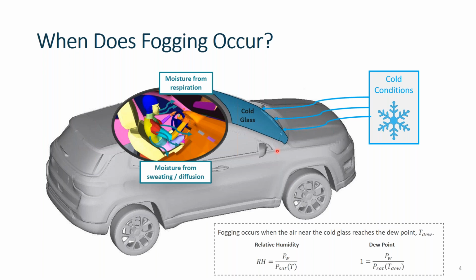So the application in the cabin is generally this occurs when we have cold conditions or rainy conditions, anything that generates some cold glass surfaces. We have a single occupant or maybe multiple occupants who enter the vehicle and they're generating some moisture into the cabin air from respiration or sweating and diffusion. And when this relatively higher moisture content air comes in contact with our cold glass surfaces, that's when we see some condensation on the glass and some fogging.